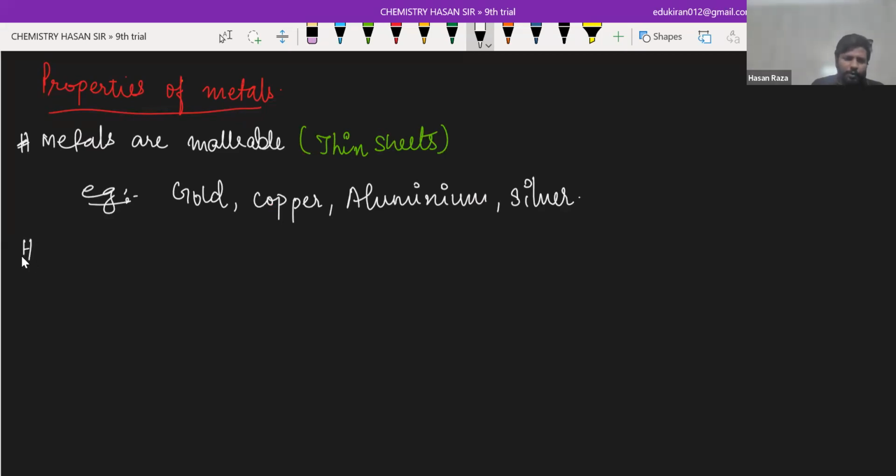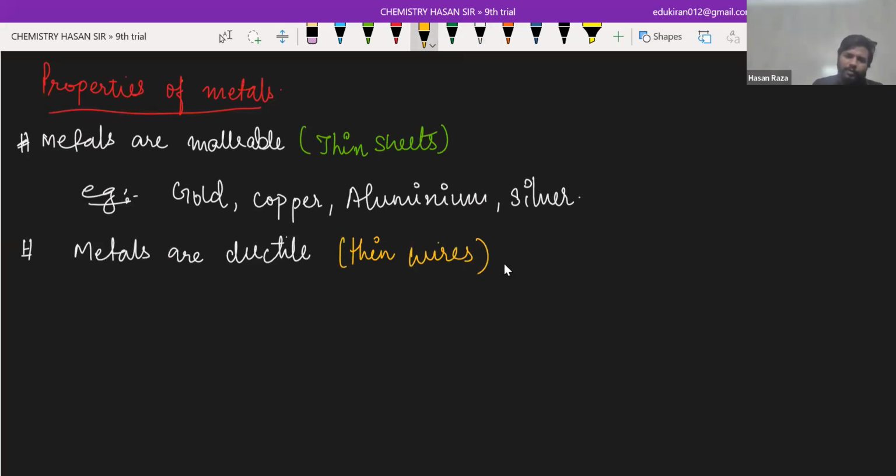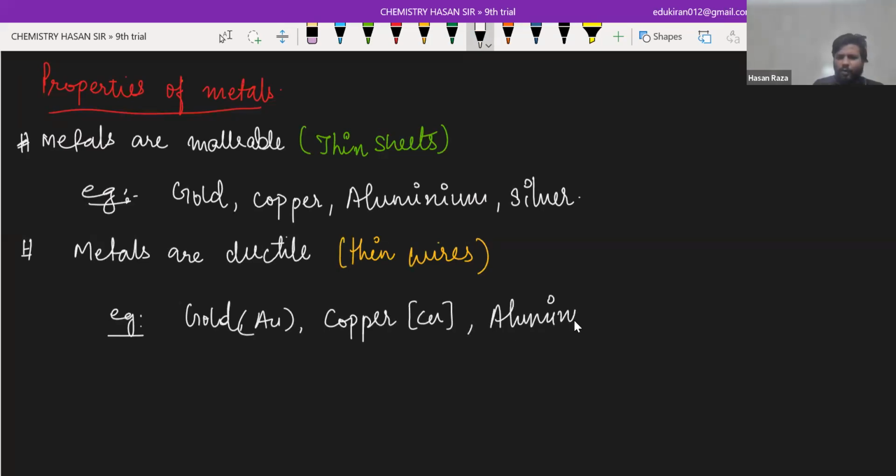The next property is that metals are ductile. Do you know what ductile is? You can make them into thin wires. Exactly. That is what it means. For example, again gold, whose symbol is Au, copper, whose symbol is Cu, aluminium, and silver. Gold jewelry and silver jewelry, like necklaces, are made of thin wires.